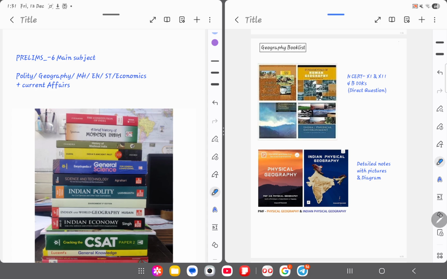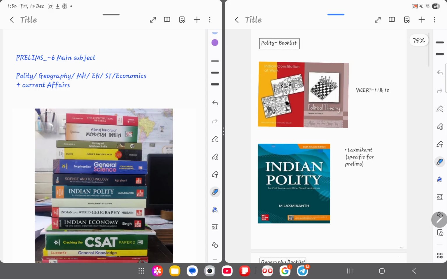But the problem with these books, especially the Fundamentals of Physical Geography, is that it is not very comprehensive, not very detailed, not very explained. So I will refer these two books, the physical geography and the Indian physical geography. These two detailed notes with pictures and diagrams provide you the best concepts, a detailed concept so that you can remember and recall easily. So for geography, refer these two sets.